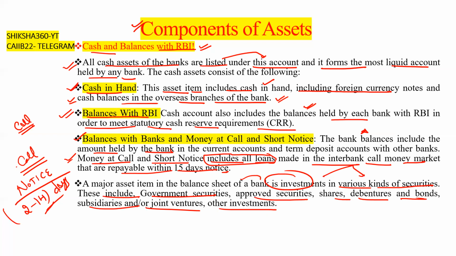A major asset item in the balance sheet of a bank is investment in various kinds of securities, including government securities, approved securities, shares, debentures and bonds, subsidiaries or joint ventures and other investments. All these come under the assets: cash in hand, balances with the RBI, balances with banks and money at call and short notice, and next the investments.